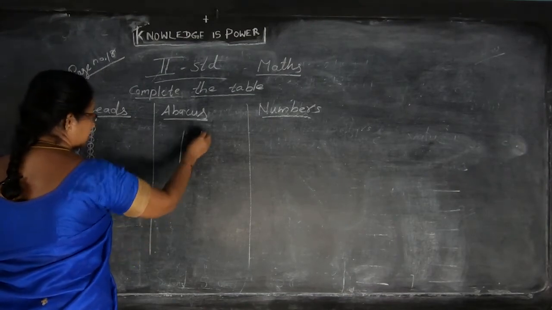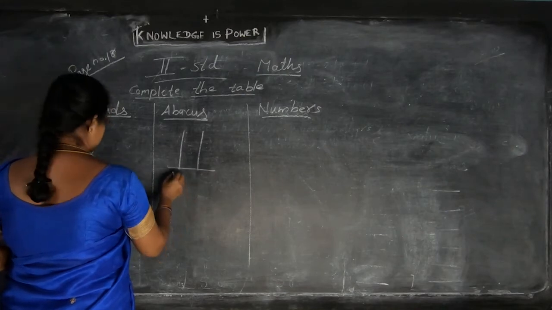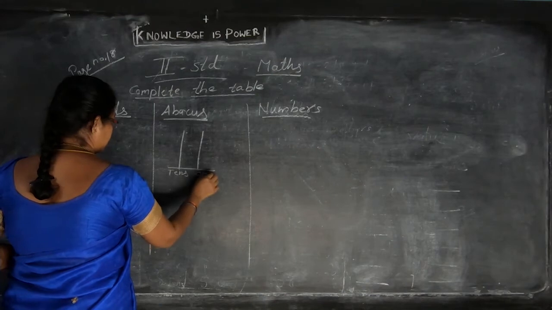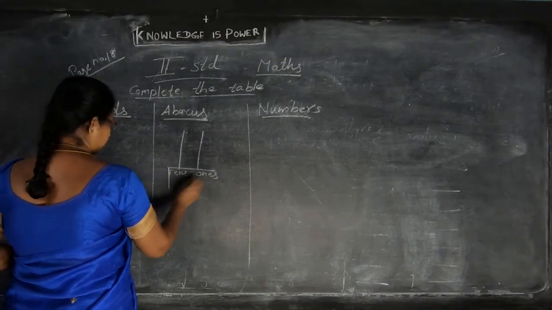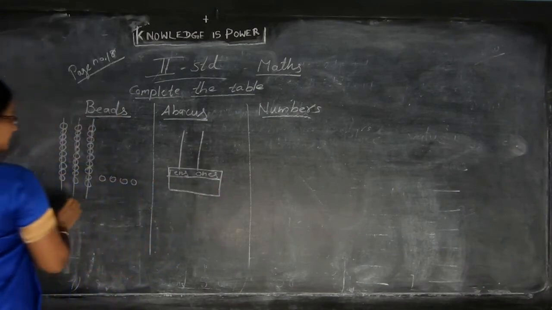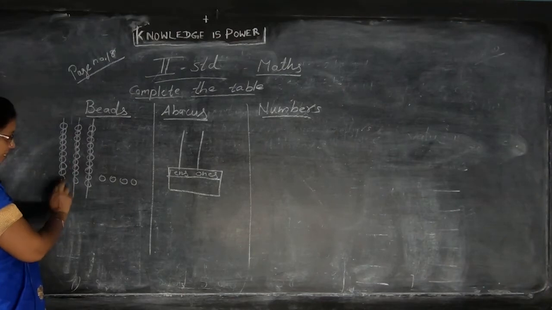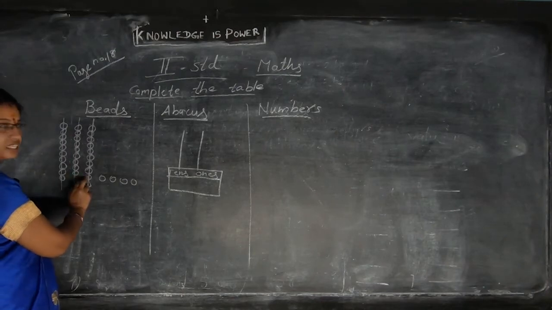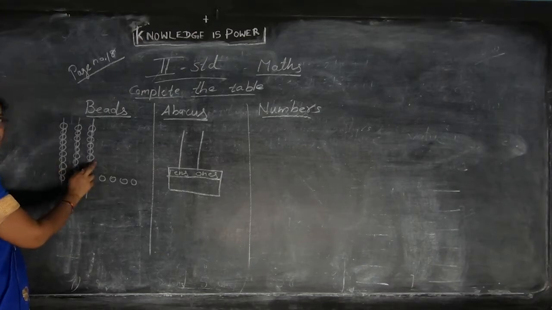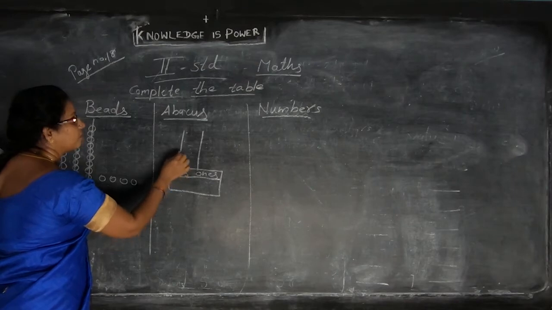See here. Abacus rod, this one is the tens place, and this one is the ones place. Okay. Now we are going to draw. See here, in tens place, see how many tens there are? 1, 2, 3. 3 tens are there. This is 1 ten, this is 1 ten, this is 1 ten. So totally how many tens? 3 tens. So draw here 3 beads.